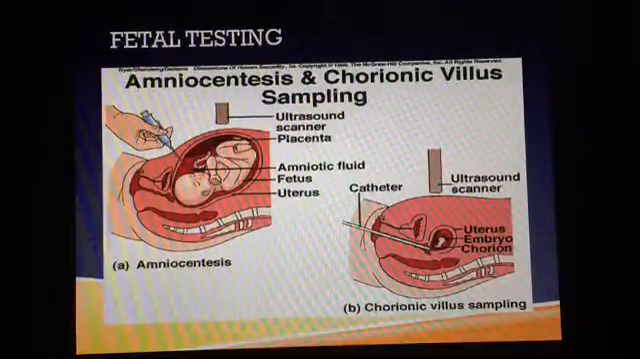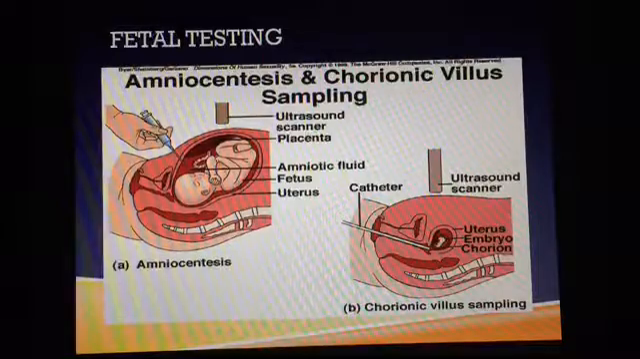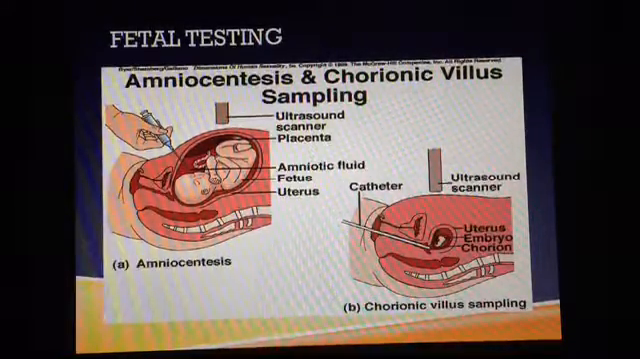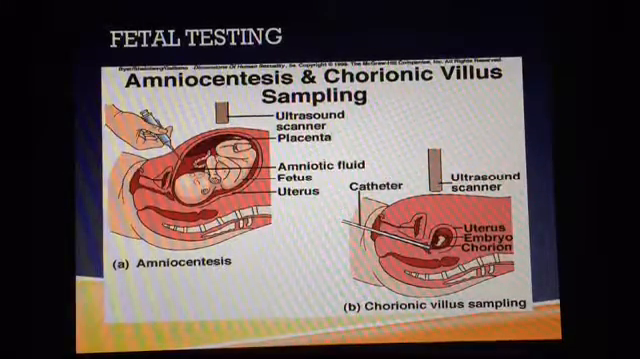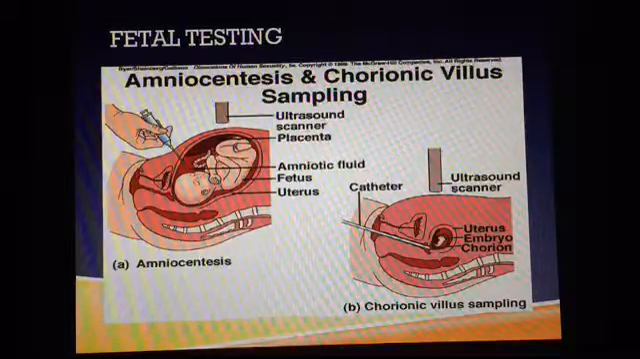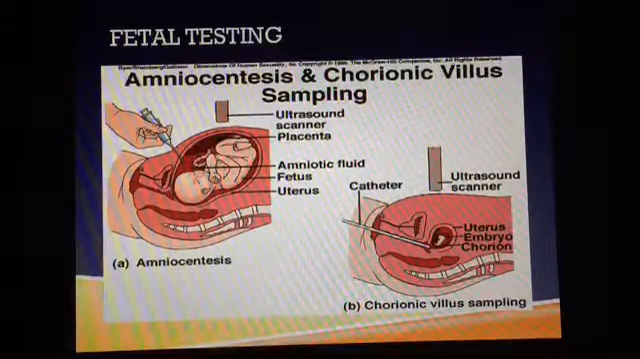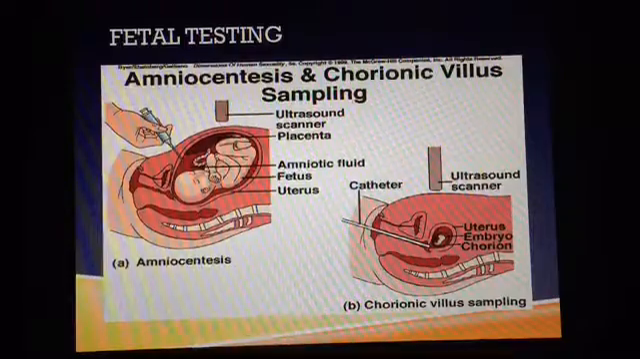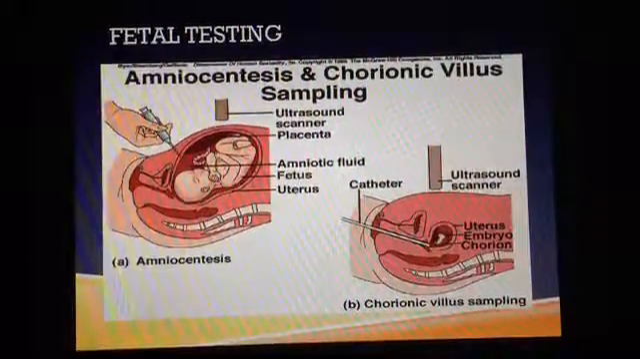Fetal testing is used when there is a known risk of genetic disorder. The most common type of fetal testing is amniocentesis, where a wide-bore needle is inserted into the amniotic sac through the abdominal wall. This is done to check the fluid for enzymes and other chemicals that serve as markers for specific diseases. Another type of fetal testing is chorionic villus sampling, or CVS, which suctions off bits of the chorionic villi from the placenta for examination.